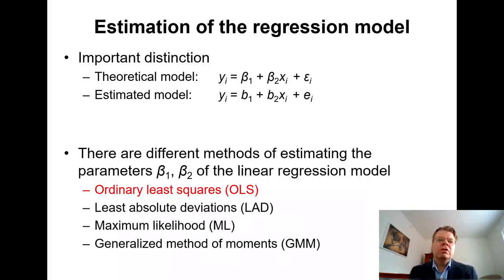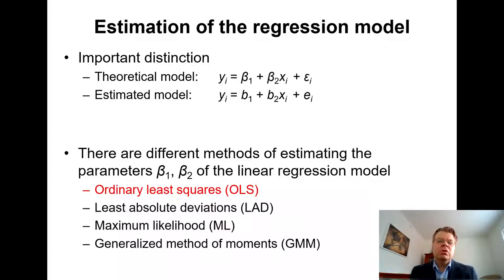So if you read econometric literature, you might encounter some of these other things. It's worth understanding that these are in some sense alternative principles to fit the regression line. In some contexts, some of these are better than others. And it's also good to understand in which context maximum likelihood would be better than OLS, or in which context it's the only alternative, perhaps. And what are the advantages of GMM?